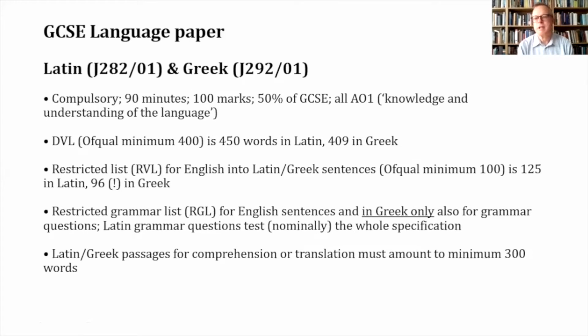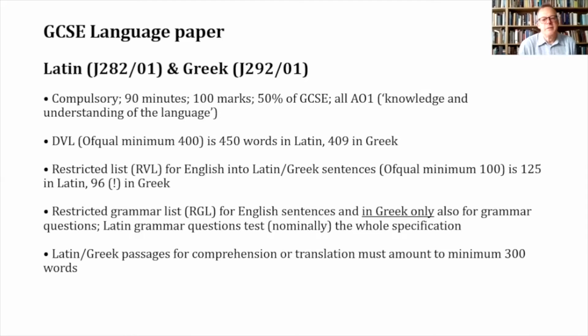of the language. The defined vocabulary, for which Ofqual set a minimum of 400, is actually 450 in Latin, 409 in Greek. I was chief examiner in Greek at the time all this was done. I found out that Latin had got 450. I initially felt slightly miffed, could have asked for a few more, but actually I suppose Greek is a bit more difficult and it started a bit later typically, so maybe it's fine as it is.